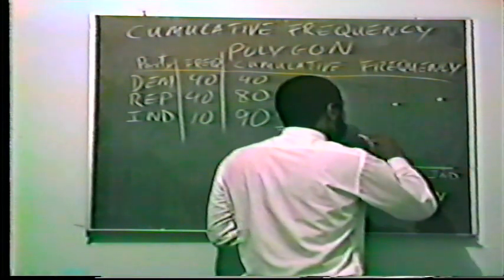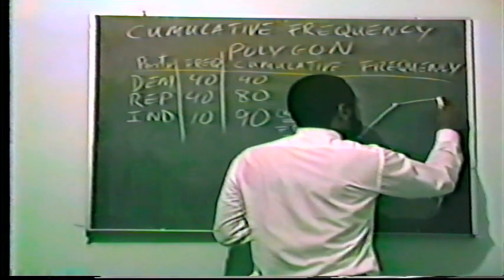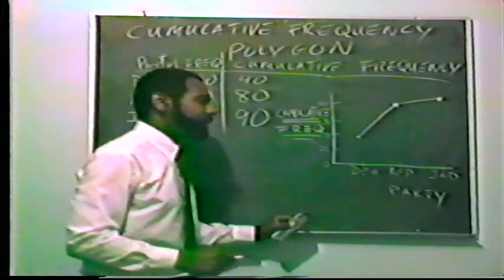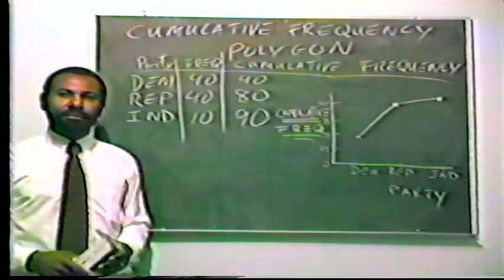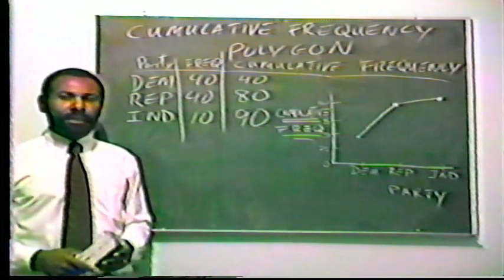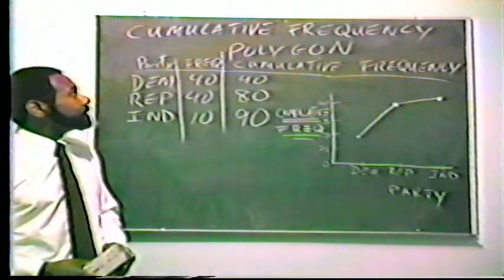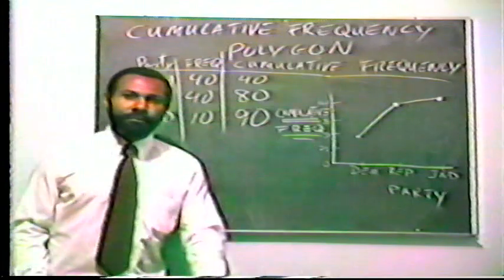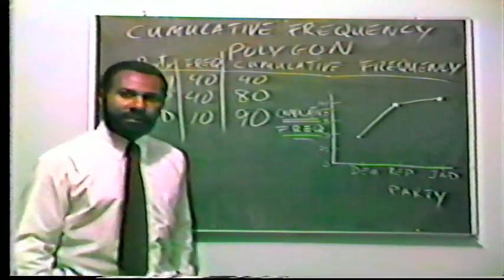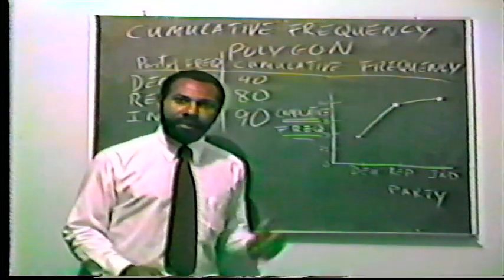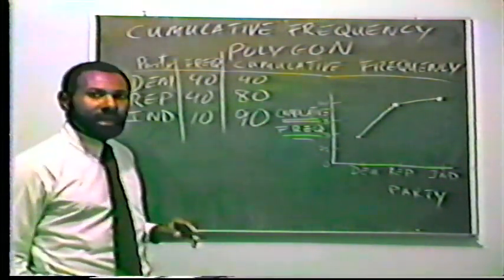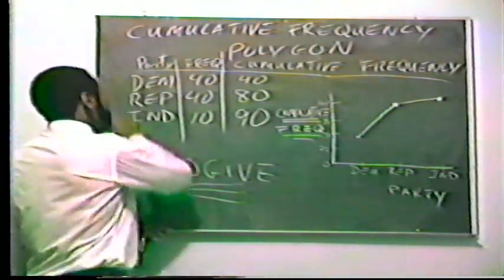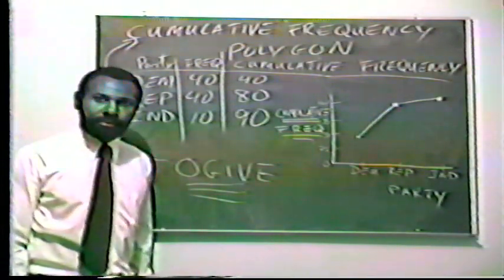And then I just take a straight edge or a ruler and I connect my dots. And there I have my cumulative frequency graph, my cumulative frequency polygon. So there we have 4 different ways of picturing data, and there are others. Another name for the cumulative frequency polygon is the ogive. That's just another way of saying cumulative frequency polygon.